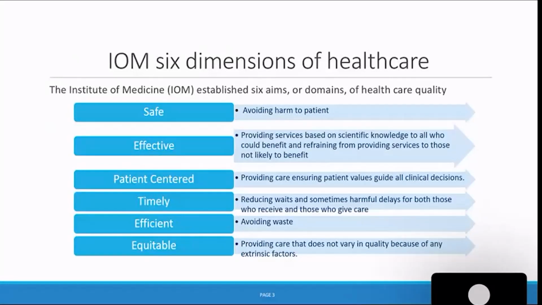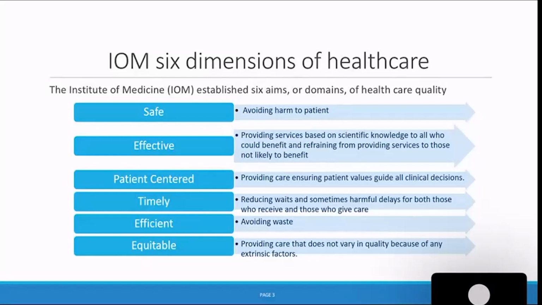The IOM 6 dimensions of healthcare, as you all know, is one of the well-established and well-practiced frameworks throughout the globe: 6 aims or domains of healthcare quality. We can apply this in all the sections or departments of the healthcare industry. The 6 domains are safe, effective, patient-centered, timely, efficient, and equitable.